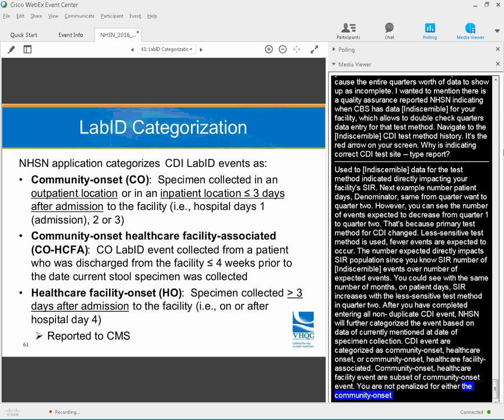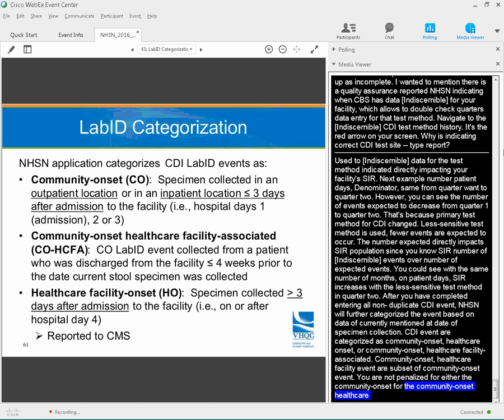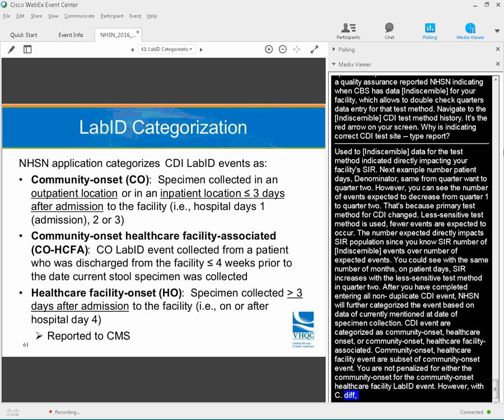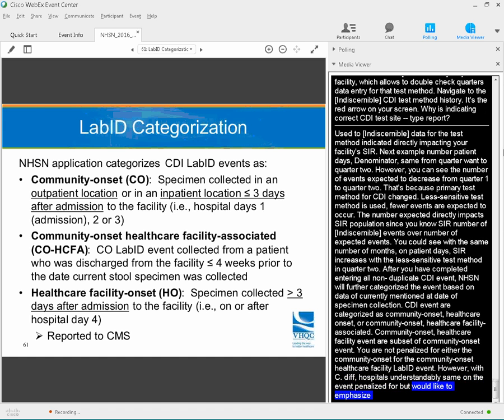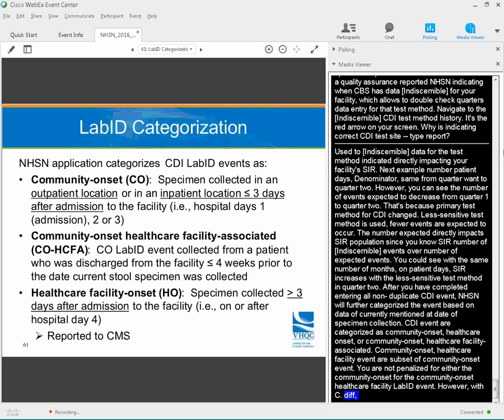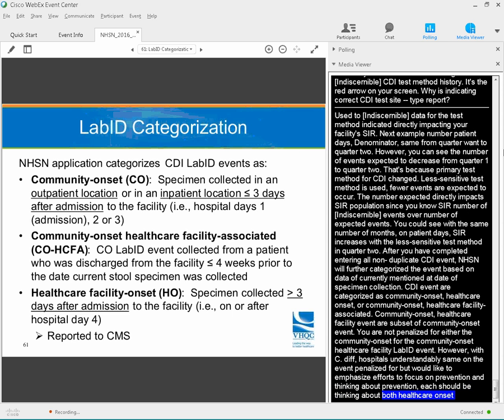However, with CDIF, hospitals are understandably focusing on the events they'll be penalized for, but we would like to emphasize that efforts should focus on prevention. And in thinking about prevention, you should be thinking about both your healthcare onset and your community onset healthcare facility associated events as targets for prevention activities.